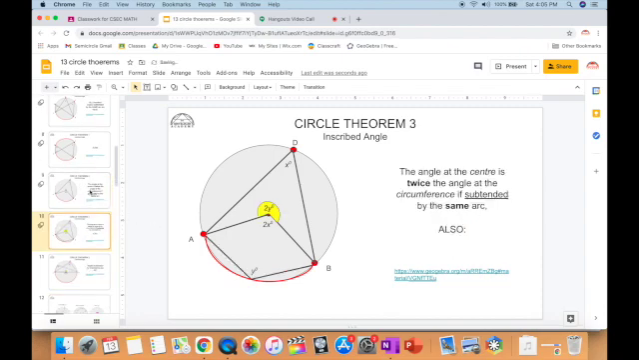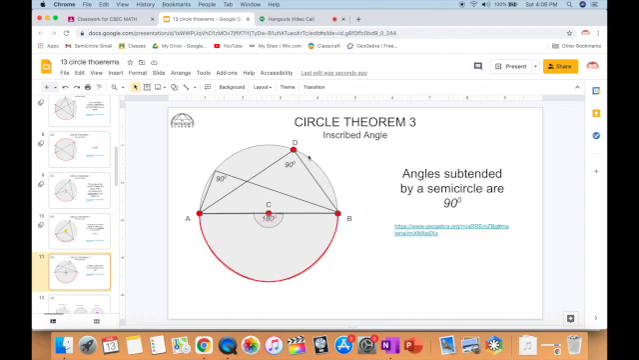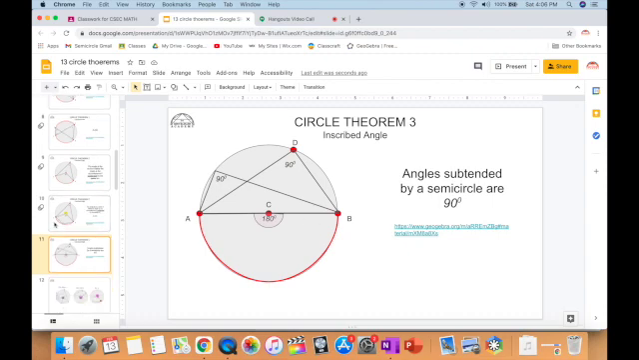You could see here that the angle at the center is twice the angle at the circumference, and that is also true for the reflex angle going in the other direction. Then Theorem 3 is angles in a semicircle will form 90 degrees. Those are the 3 theorems.